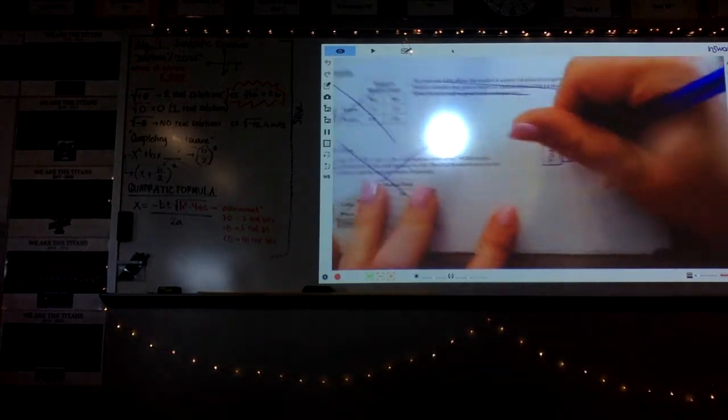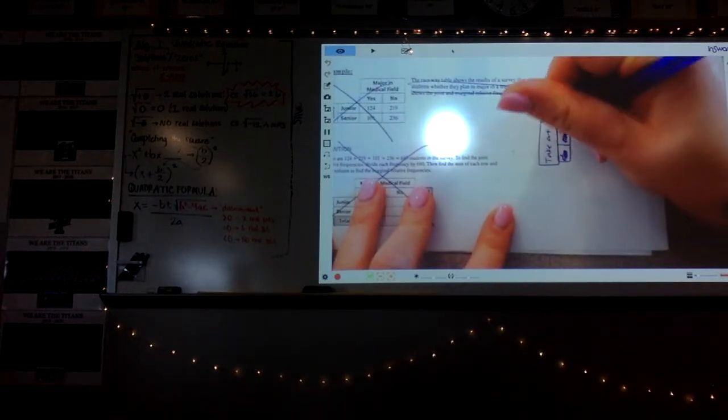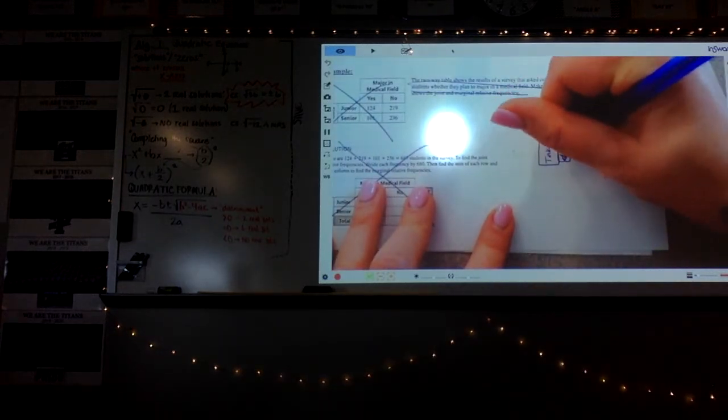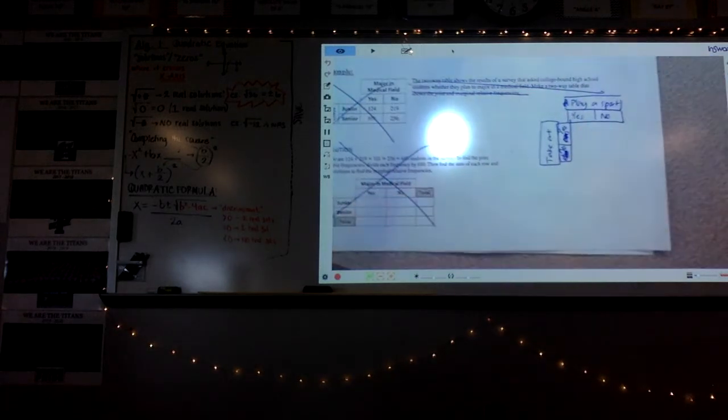Oh, I did it again. Sorry, let's keep the yeses in the same corner and the no's in the same corner. Like that. Do yes on top and no on the bottom.